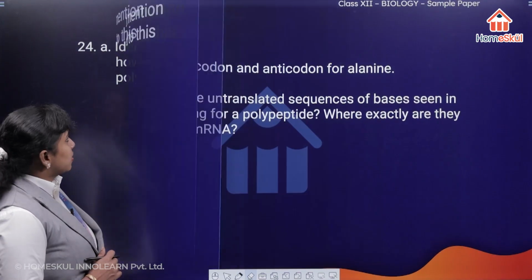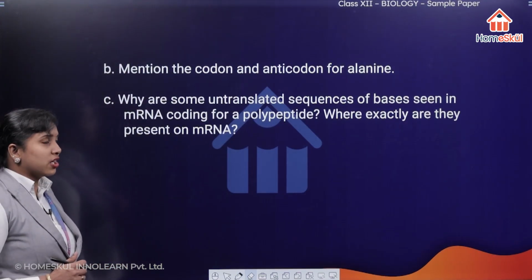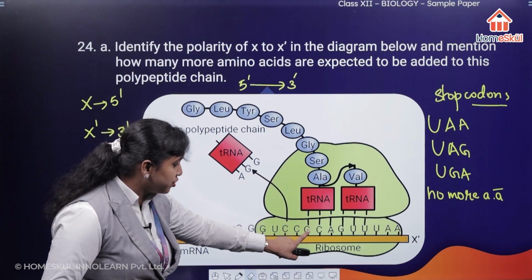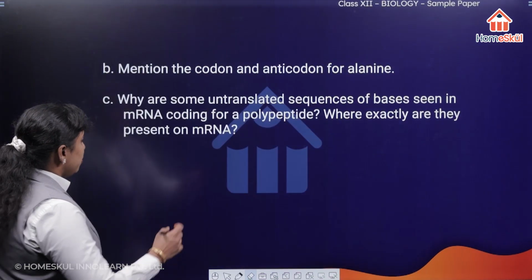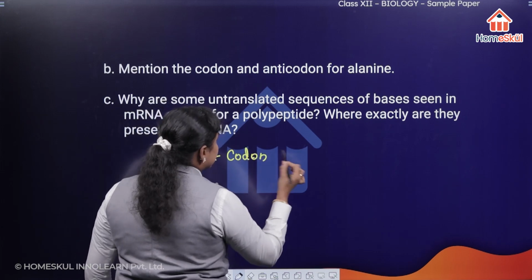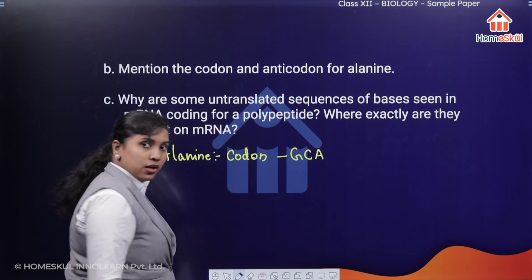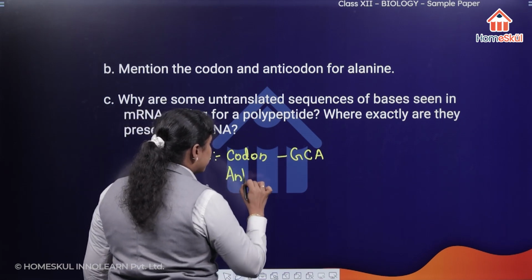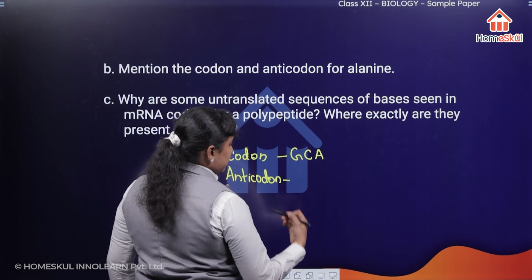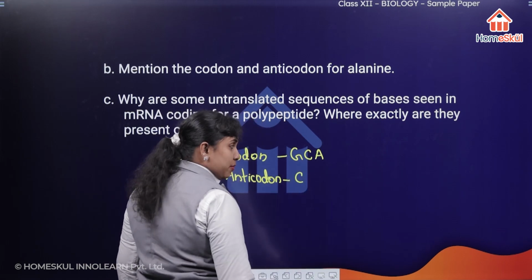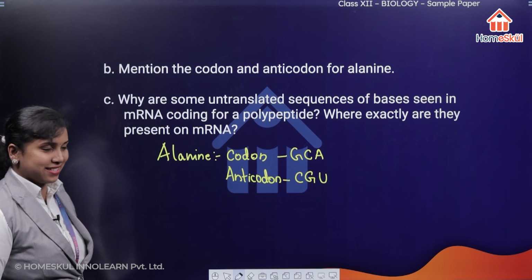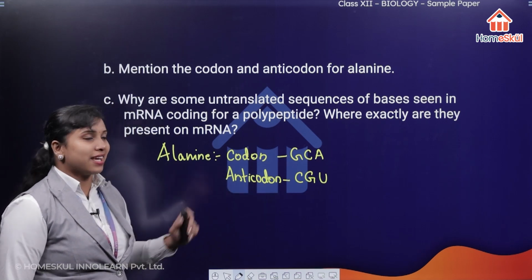Okay. Next question. Mention the codon and anticodon for alanine. Okay. So let us see the alanine here. The alanine is here, right? And the codon for alanine is GCA. And we need to write the anticodon also, right? The anticodon which will be there in the tRNA will be corresponding to this codon, right? So here, complementary to G, you can see C will be there, complementary to C, G, and for A, it will be U, uracil. So codon is GCA and anticodon is CGU.